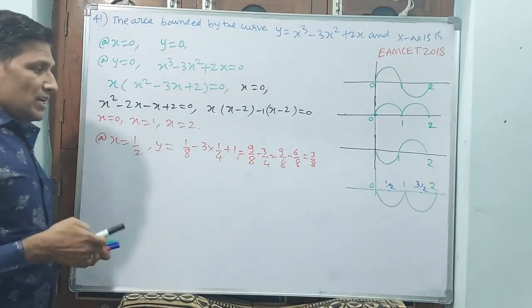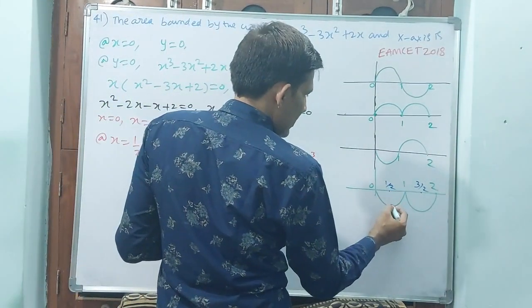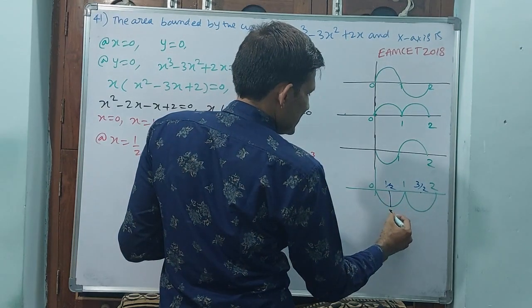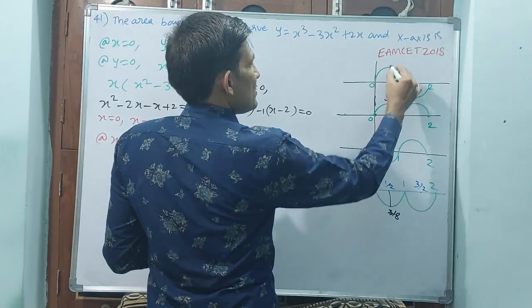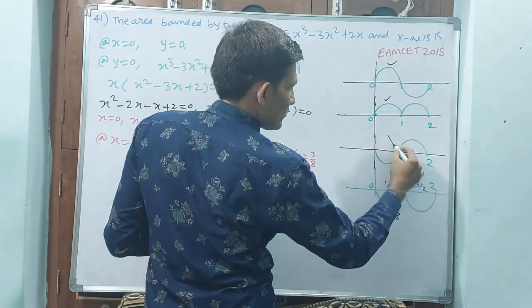See here, 3 by 8 is the value at 1 by 2. Sorry, this is minus 3 by 8. That means maybe this, but these two figures you avoid.